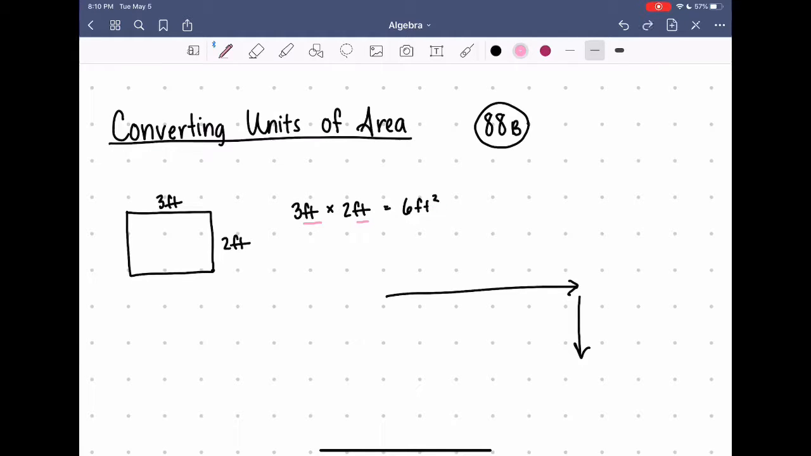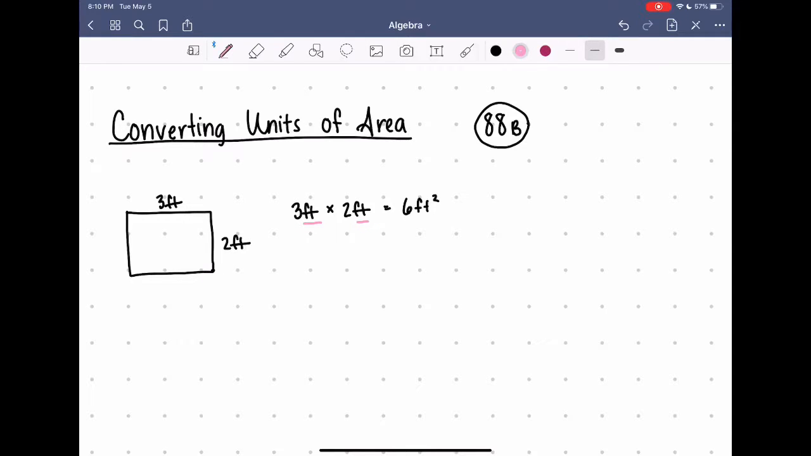So now, if I get the answer of 6 feet squared, but I actually want to find out, say, the answer in inches. So maybe this rectangle is my floor, right? And I'm trying to buy carpet for that. And I know that the area of my floor is 6 feet squared, but the amount of carpet that I want to buy is being sold in inches.